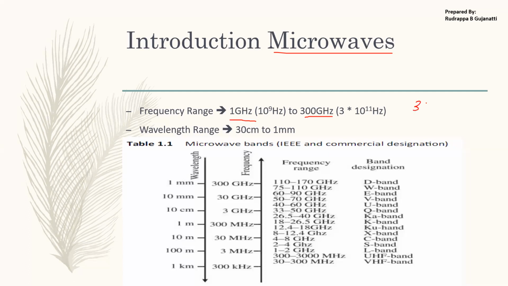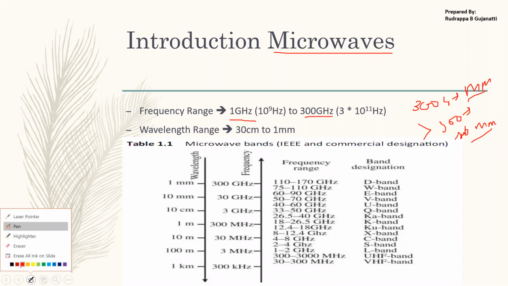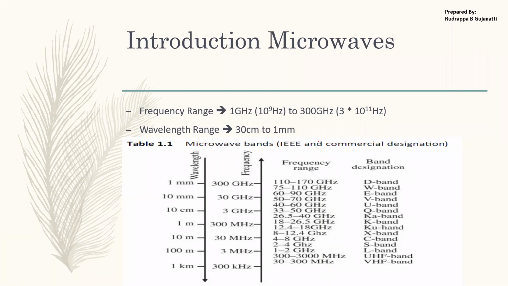If you reach around 300 gigahertz, generally we come across what are called millimeter waves. And if you go above 300 gigahertz, we come across what are called sub-millimeter waves. This is how it is specified. In some of the books, they specify 1 gigahertz to 100 gigahertz. In this case, the wavelength will be in the range of 30 centimeters to around 1 millimeter. So you can just see how short the wavelength will be.